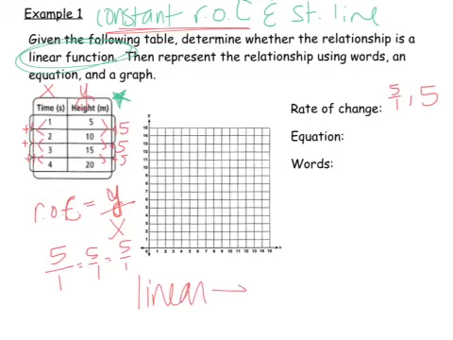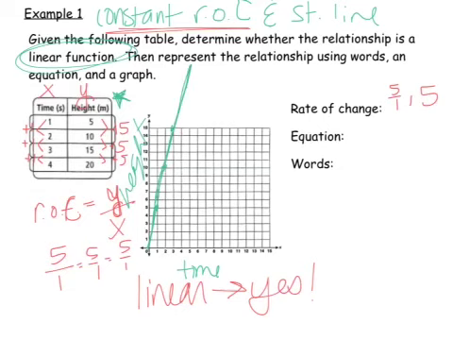Linear, yes. Next, we need a graph. Remember to label time and height. At 1, our height is 5. At 2, the height is 10. At 3, 15. At 4, it's 20. And if you graph with a ruler, yes, we get a straight line.